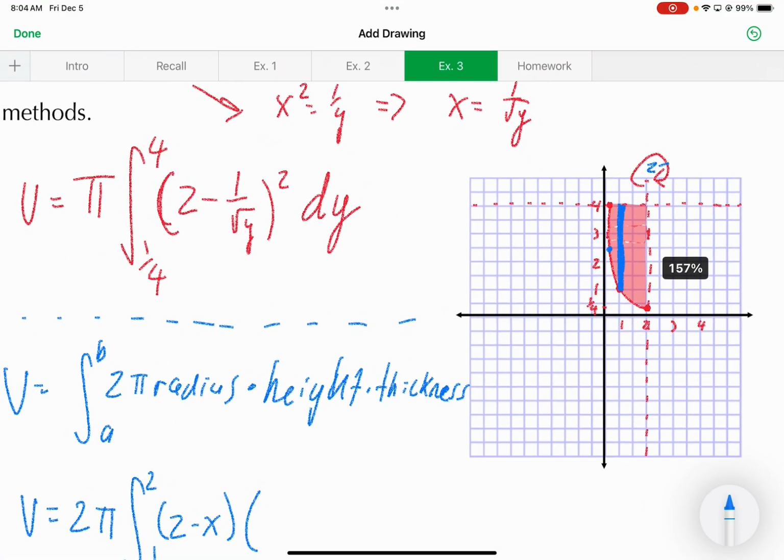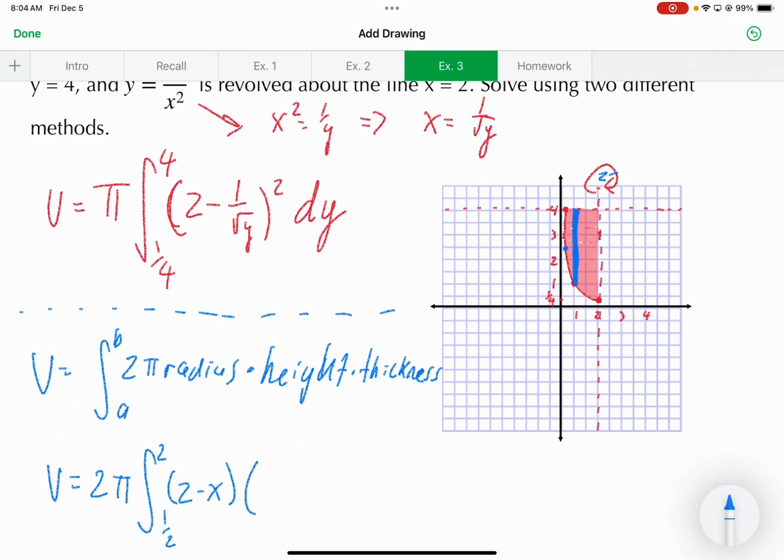What about when we would do our height of our cylinder? What's that going to look like? This is where top minus bottom comes into play. So what would our top part be? 4. And then minus the bottom, which would be 1 over x squared dx. Easier to do disk. Would you agree? Yeah.